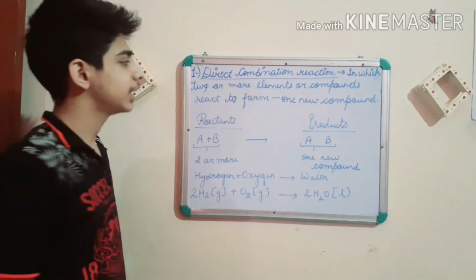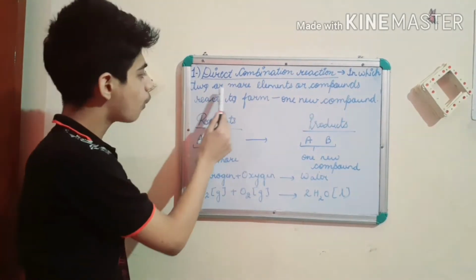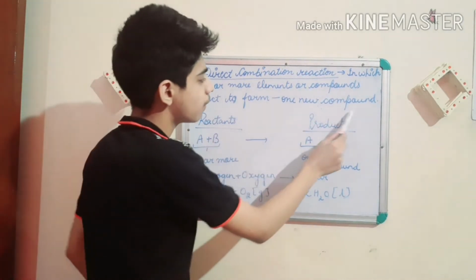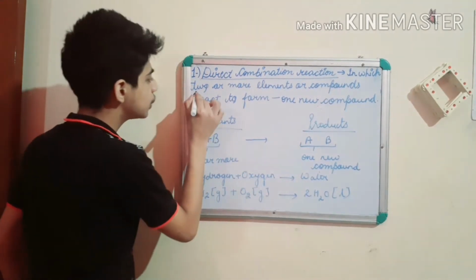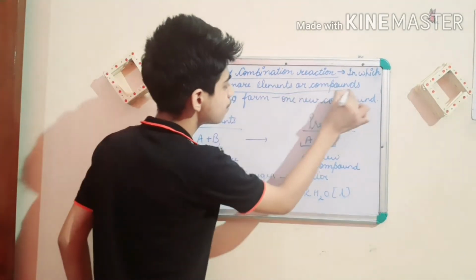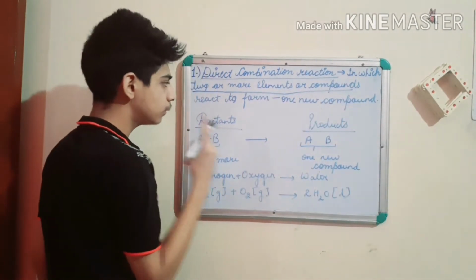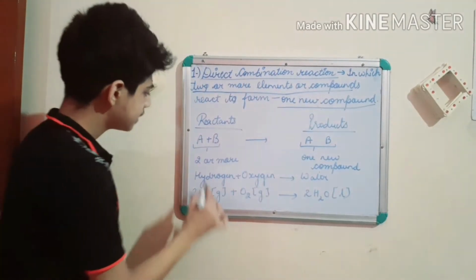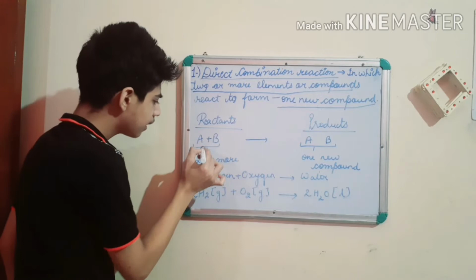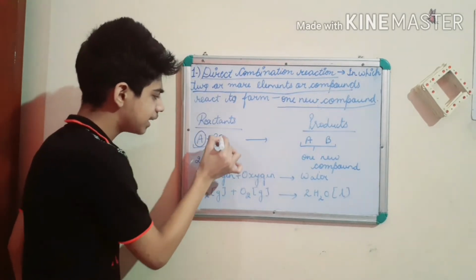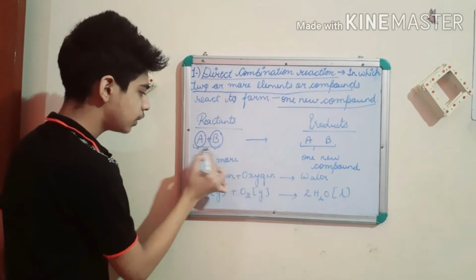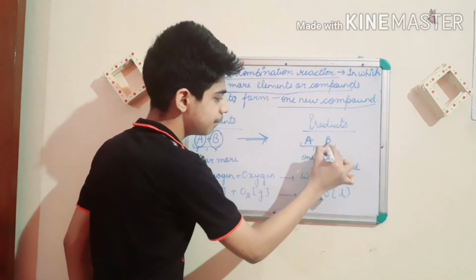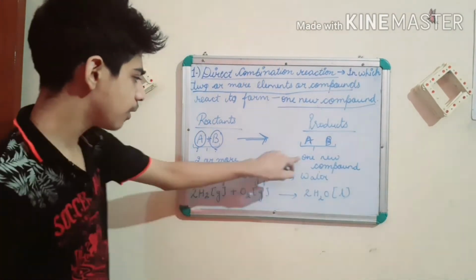Direct combination reaction is one in which two or more elements or compounds react to form one new compound. See, these are the keywords. Two or more elements or compounds means two elements or compounds should be there which react to form one new compound. For example, first we are taking A and B as elements, or we can take compounds. A plus B, two compounds or two elements. When they react together, they form AB as one new compound.